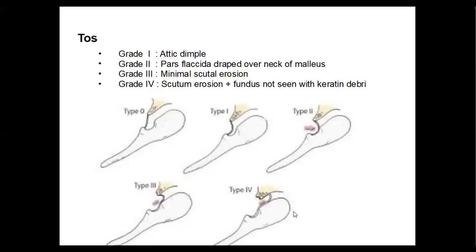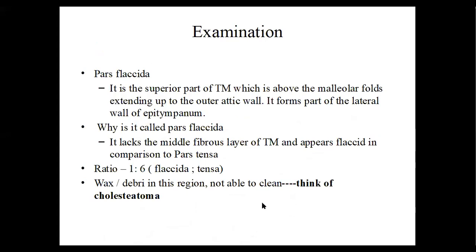So whenever you have a retraction, you should grade according to this grading system and mention whether there is any hidden fundus and whether there is any cholesteatoma debris or keratin debris, you can describe it. Okay, that's what I just mentioned now.